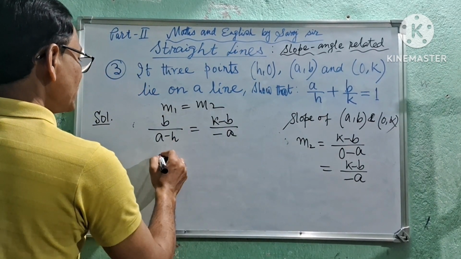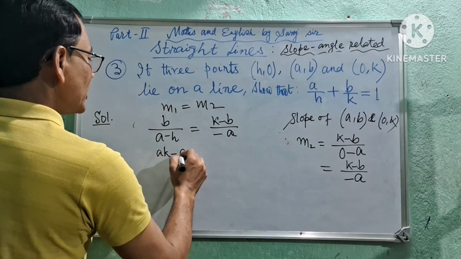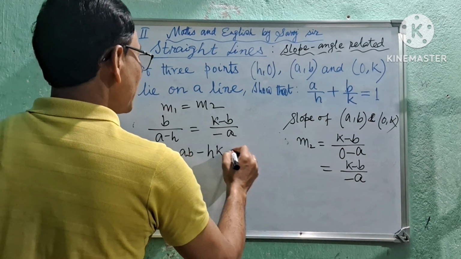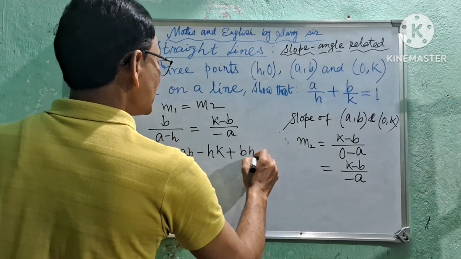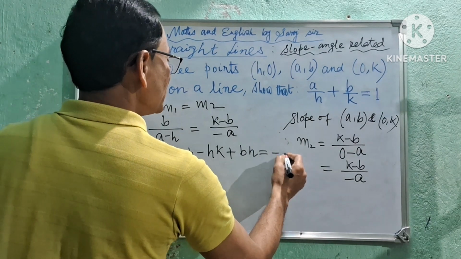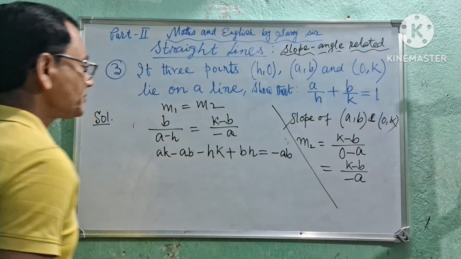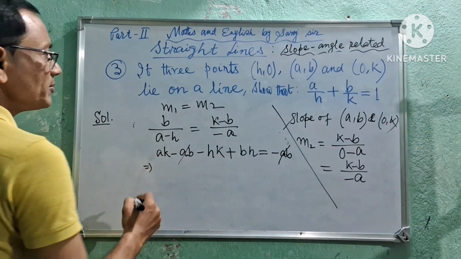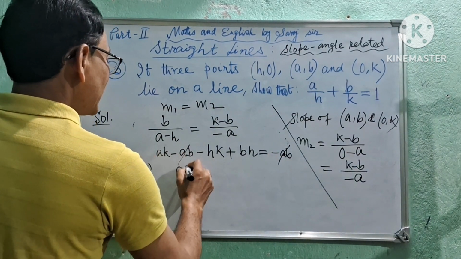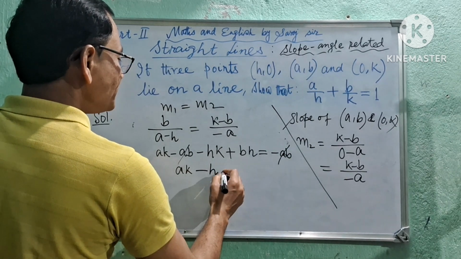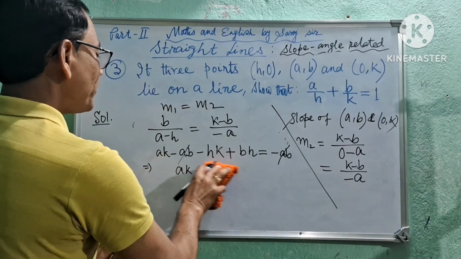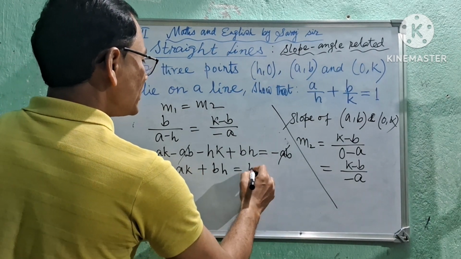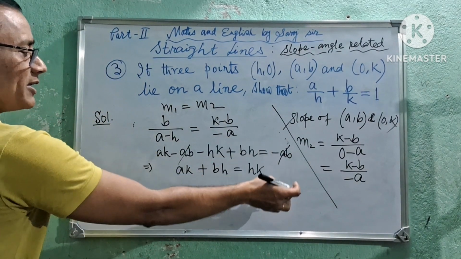Cross multiplication: ak minus ab minus hk plus bh is equal to minus ab. We can cancel minus ab and minus ab from both sides. This implies ak minus hk plus bh, that is ak plus bh, is equal to hk. Shifting to the right hand side this time.